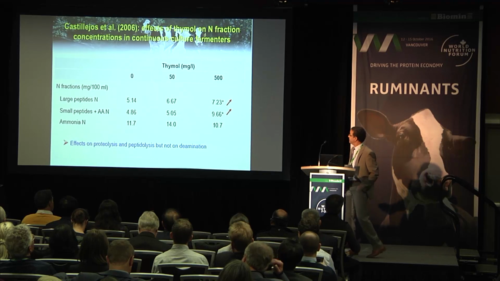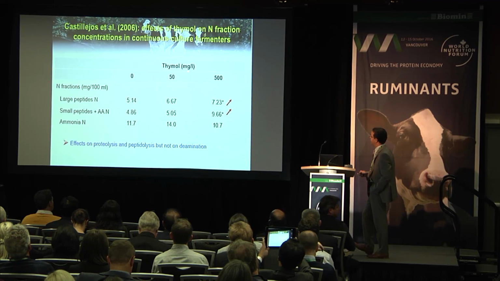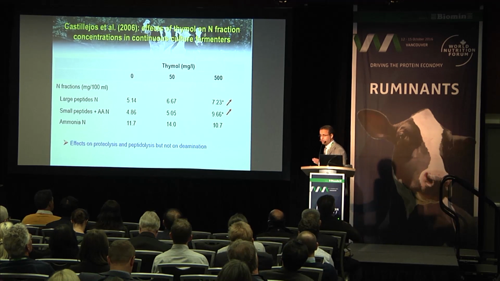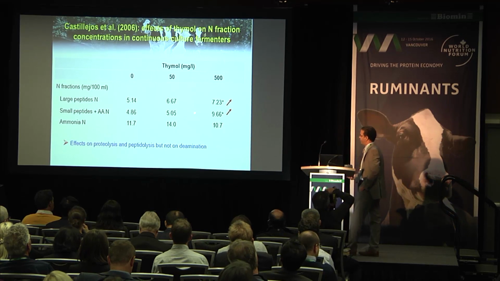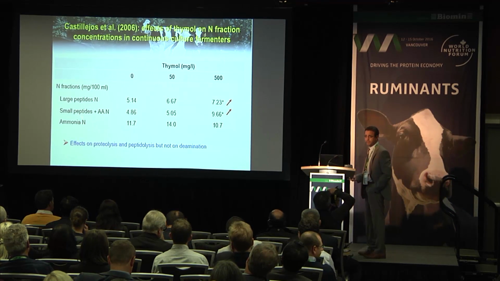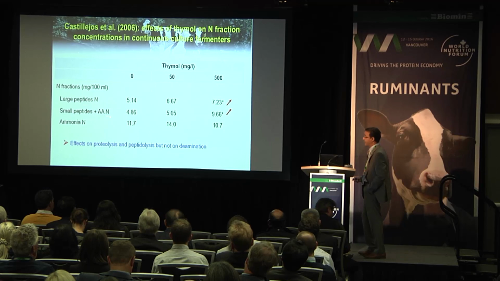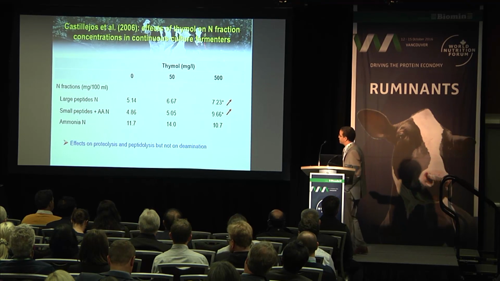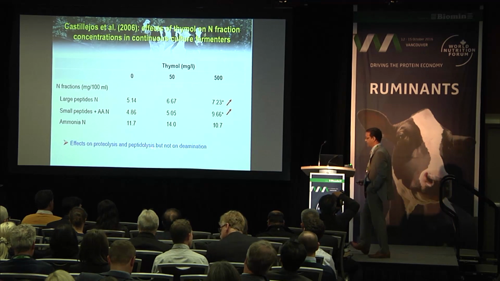However, when the same compound was evaluated in a continuous culture system, which means 8 days of incubation compared to 24 hours for batch culture incubation, ammonia production was not affected. However, as you can see here, there is an increase in large peptides and small peptides plus amino acid concentration, which means that the effect of the mixture of essential oils was mainly on proteolysis and peptidolysis.